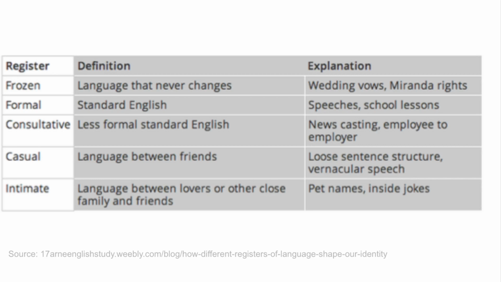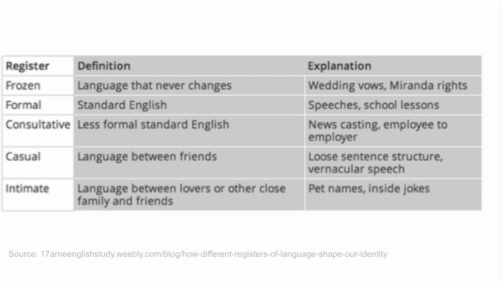Formal English, sometimes considered standard English. So speeches, lessons in formal situations, so we can perhaps connect that to politeness as well. One that not many people have heard of is consultative. So it's between formal and casual. Then we have casual, which is the language between friends, so using slang, things like that. And then we have intimate, so language between lovers, other close families and friends.